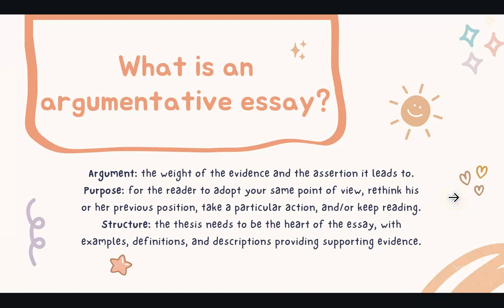So let's discuss what an argumentative essay is. It has three main components. The argument is the weight of the evidence and the assertion it leads to, which is probably the most important. Then the purpose is for the reader to adopt your same point of view. That's really where the persuasion comes in. You're basically trying to persuade your reader to rethink their previous position, or to take a particular action, or just to keep reading. So your goal is really to get your reader to take your side in the argument that you're trying to create.